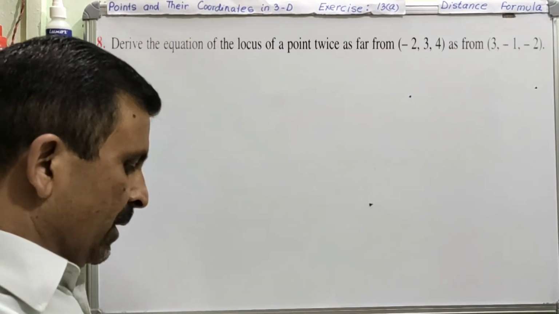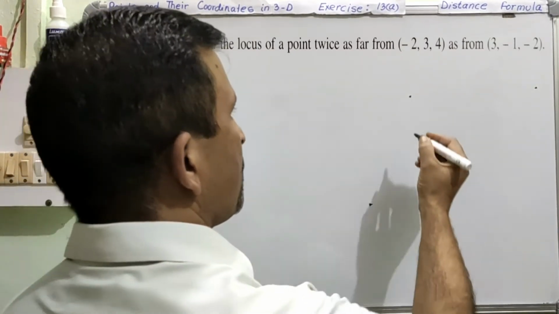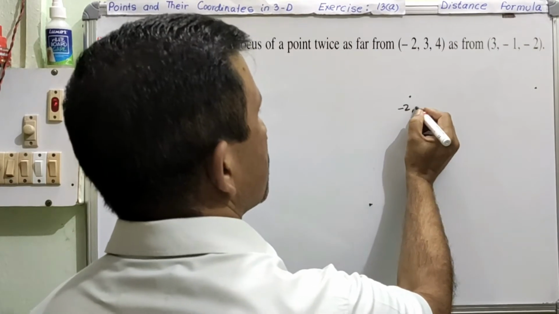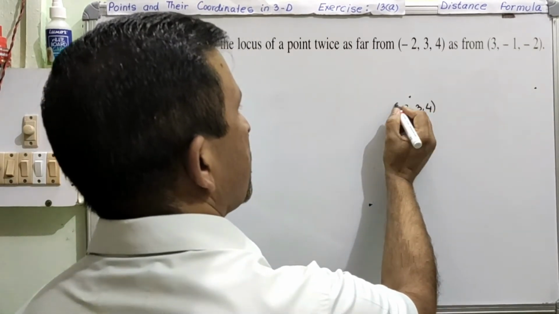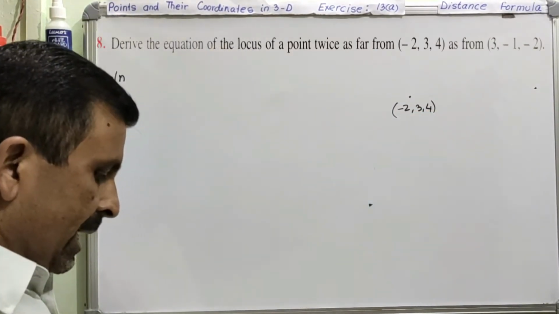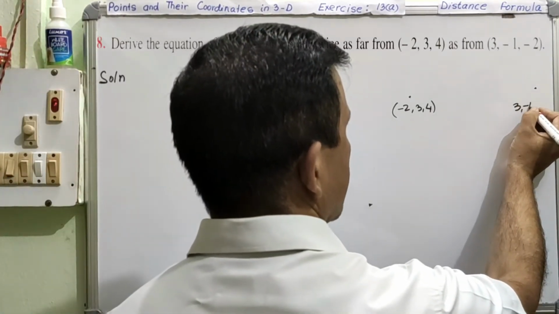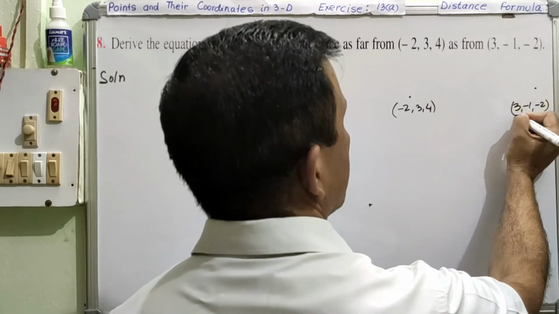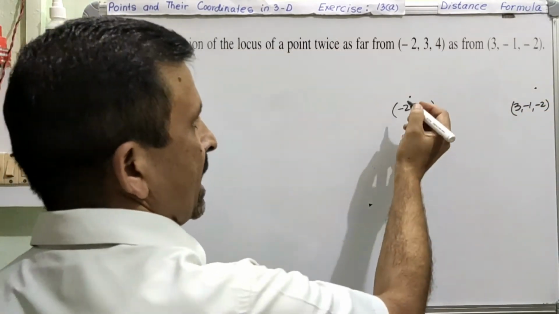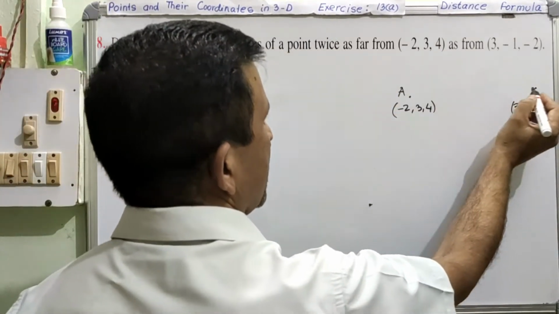And the coordinate of the first point is negative 2, 3 and 4. This is the coordinate of this point. And the other coordinate we have is 3, negative 1 and negative 2. So you have these 3 points. Let us name these points A and B.